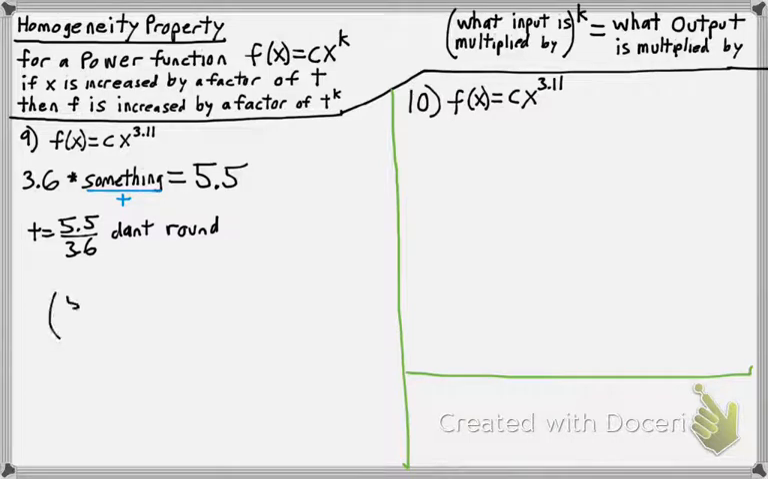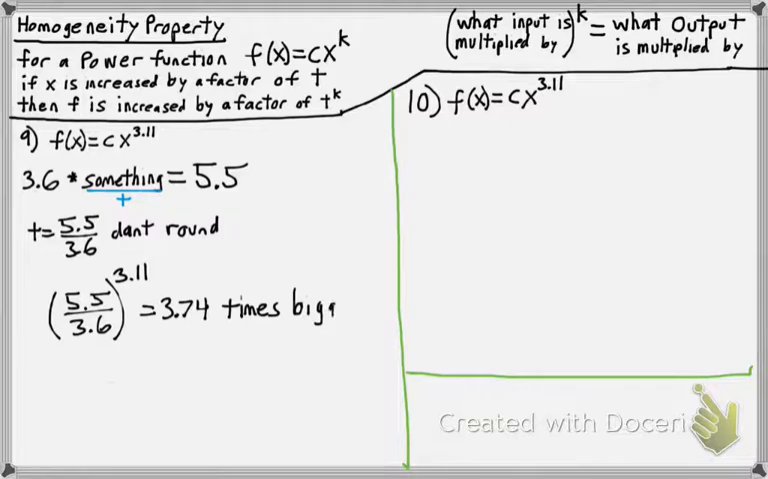So if you just take 5.5 over 3.6, which is what the input is being multiplied by, and raise it to our power, and if you calculate that, you should get 3.74. This is how much the output is larger. So 3.74 times bigger, or you could say larger. So this is how much the output, or the function values, would increase by.